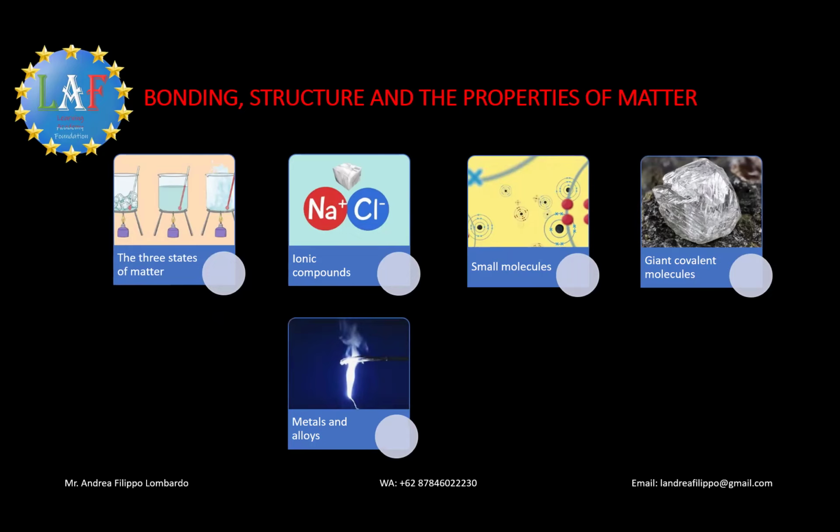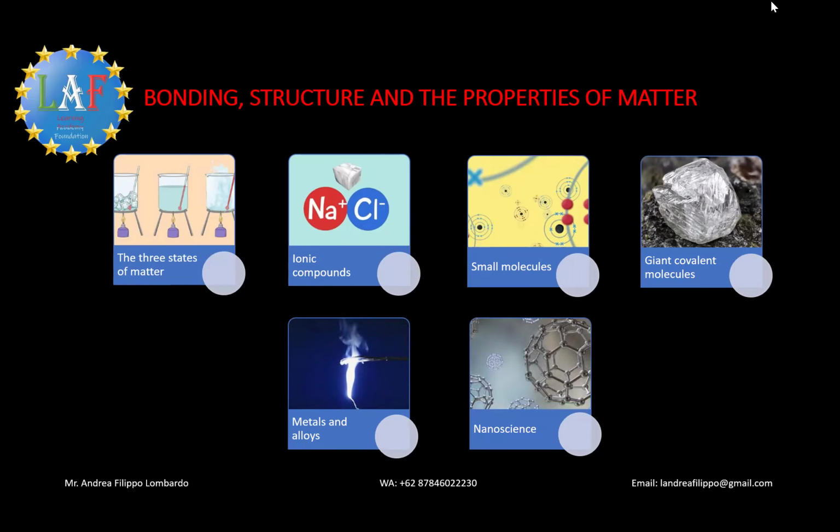The structure of metals explains their high melting and boiling points and their conductivity. The properties of a metal can be modified by mixing it with another substance to form an alloy. Nanoscience. Nanoparticles are 1 nanometer to 100 nanometers in size. They have very large surface area to volume ratios. The properties of nanoparticulate substances are different from those of the same substance in bulk.